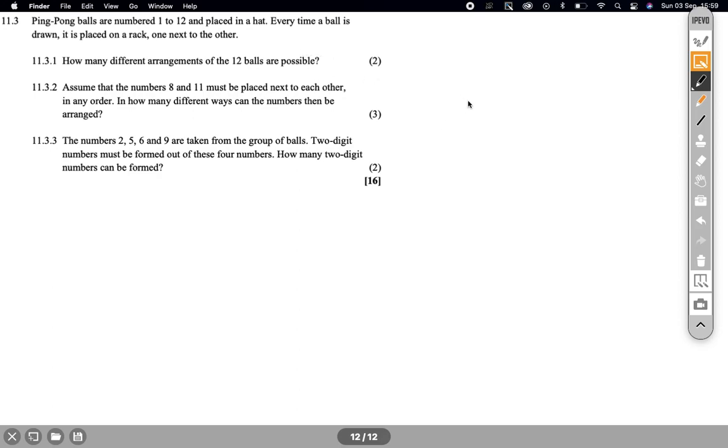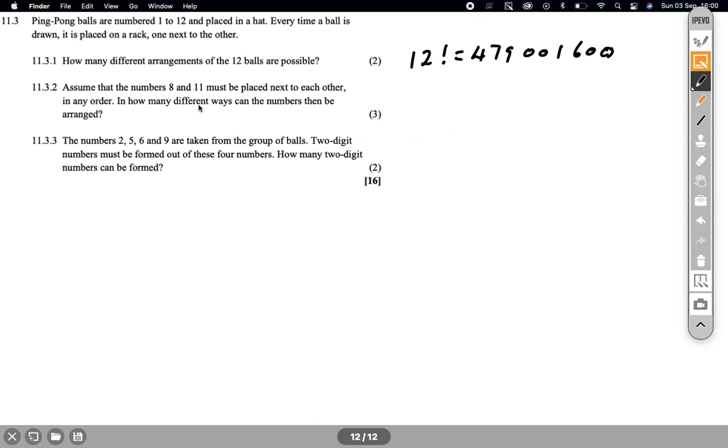11.3.1, how many different arrangements of the 12 balls are possible? Remember, this is just simply 12 factorial. So this is 12 factorial, which is 479,001,600.